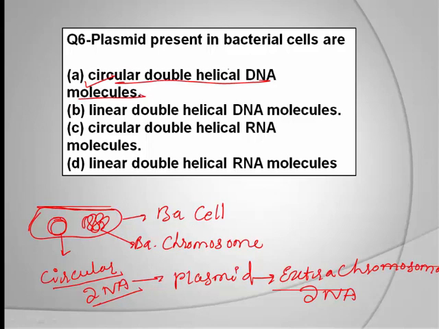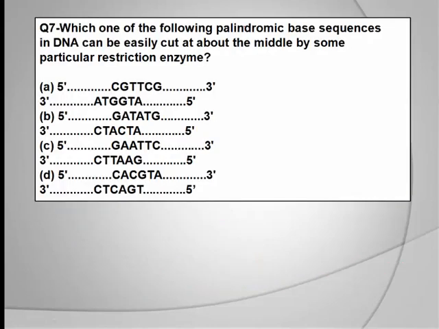And one more term here that we need to remember is that plasmids are very commonly used as vectors in genetic engineering experiments to transfer the desired DNA or gene of interest from the host organism into the recipient. So moving to the next question.